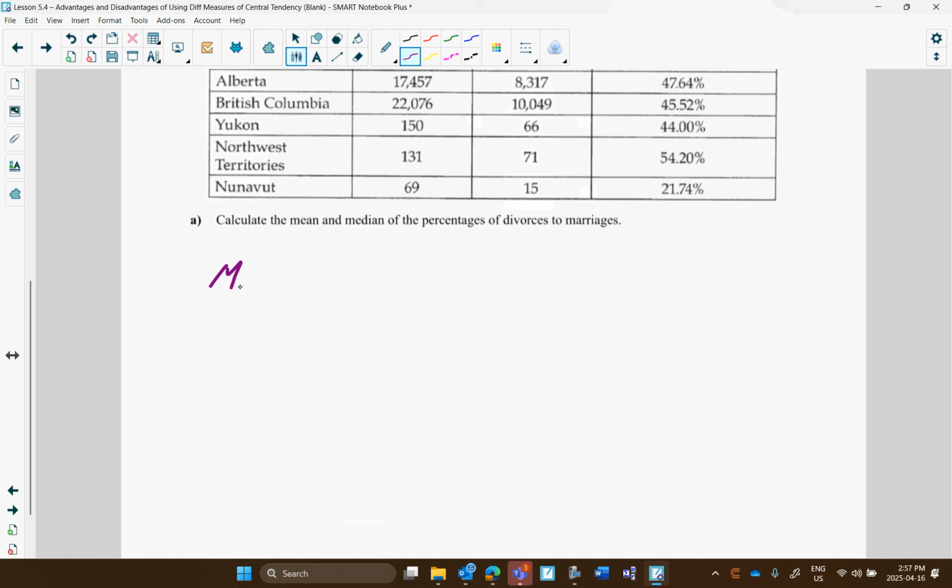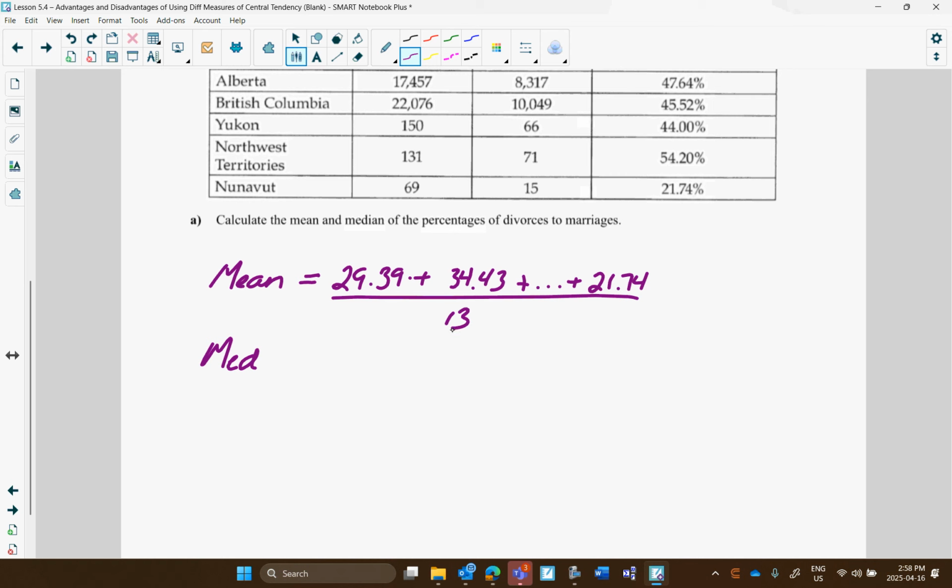I'm just going to give you the mean and the median. So for the mean, we would have to go 29.39 plus 34.43, plus up to the end, 21.74, divided by 13. And that gives us a mean or average of 42.7%, which is pretty significant. I mean, it's almost half.